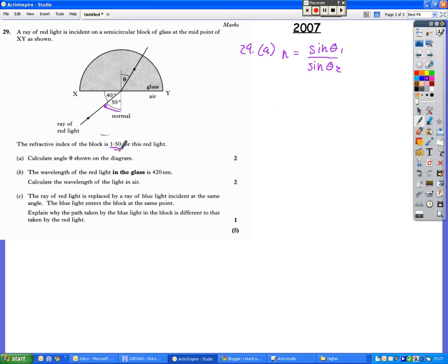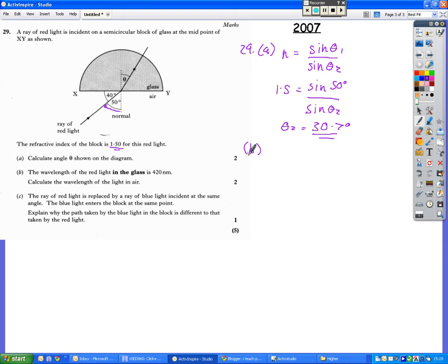So that's 1.5 being equal to sine theta 1, which is our least dense material, which is air in this case, so that's sine 50, not sine 40, and that's over sine theta 2. If you solve for theta 2, you get 30.7 degrees. Of course, make sure that you check that that's less than that. It should always be less than that because it bends down towards the normal when it's slowing down as it enters the more dense material.